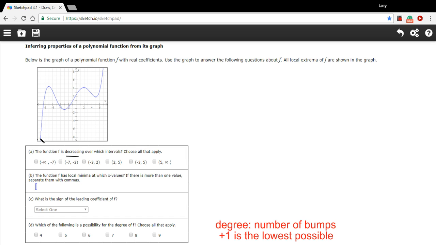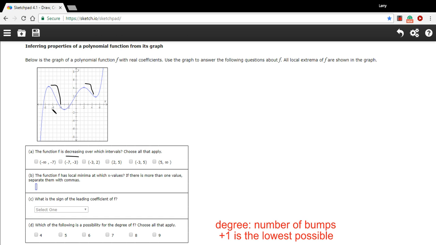So a function is increasing if it's going up as you go to the right, and it's decreasing if it's going down as you go to the right. So right here, it's decreasing, then it goes up again. Right here, it's decreasing, then it goes up again. So it looks like those are the only two intervals where the function is decreasing.